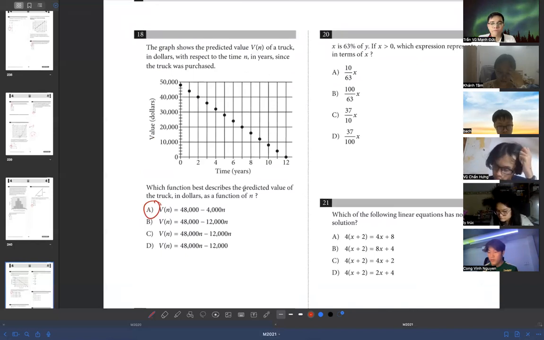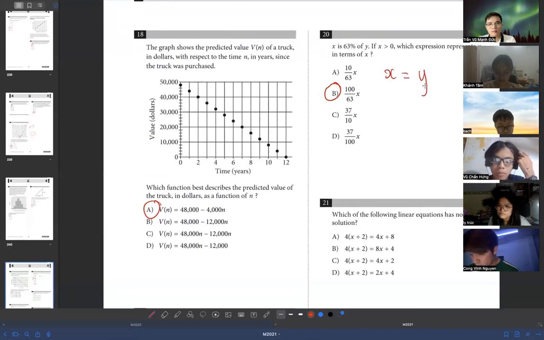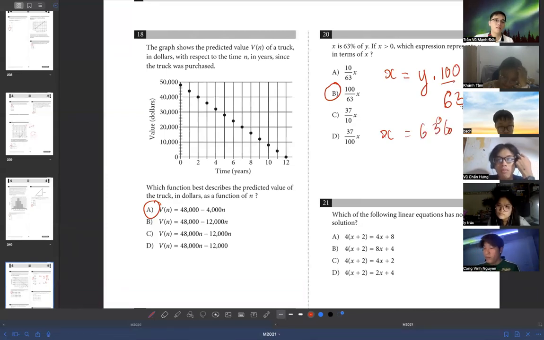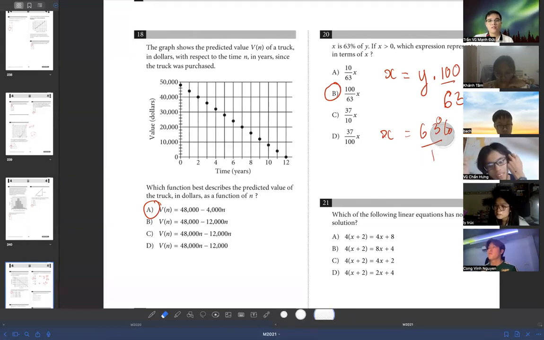20B. How did you do this? B, right? Yes. B. So how was the process? X equals Y times 100 divided by 63. And I just moved it over. Okay. Let's see. X is 63% of Y. It should be the other way around, 63%. So it's 63 divided by 100. Yeah.